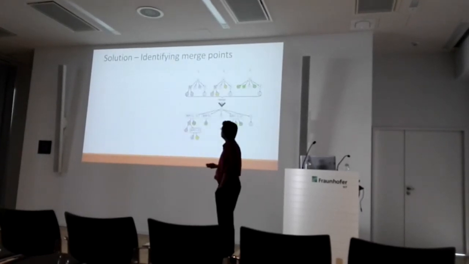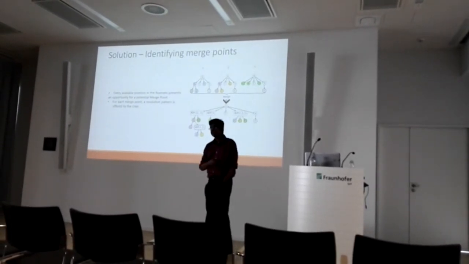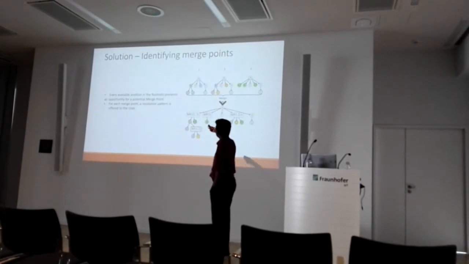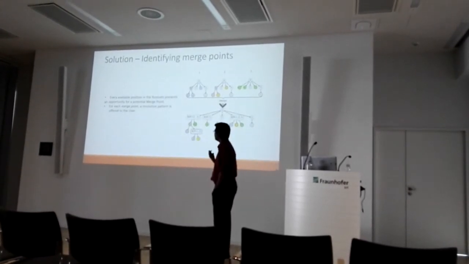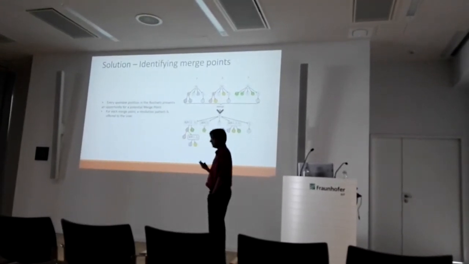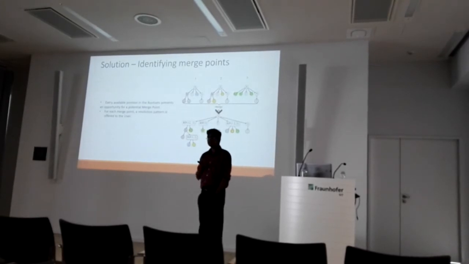So that's the part of identifying merge points. We collect unique sets, then we filter them into root sets, and every available position in these root sets is an opportunity for a merge. And for each of the merge points, a resolution pattern is offered to the user. Before we get to that, are there any questions?